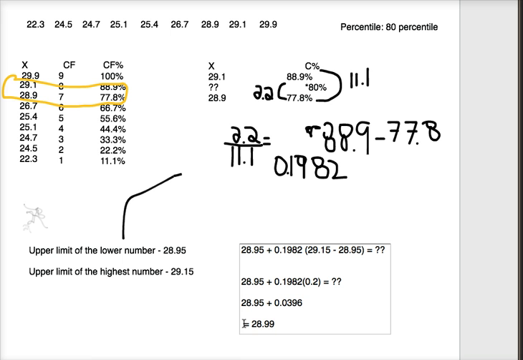So here is the 80th percentile. Again, this is the upper limit of the lower number plus the ratio of these distances that we're looking for. And then in the parentheses, we are taking the highest number's upper limit and subtracting the lower number's upper limit from it to get the percentile.